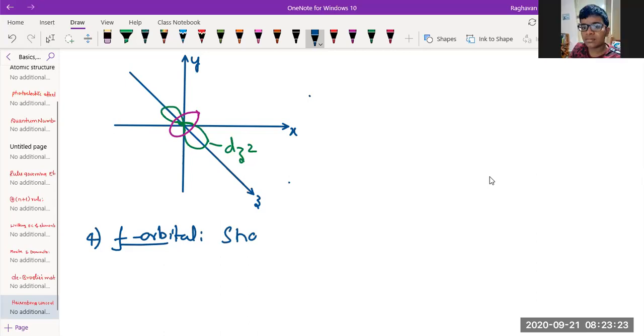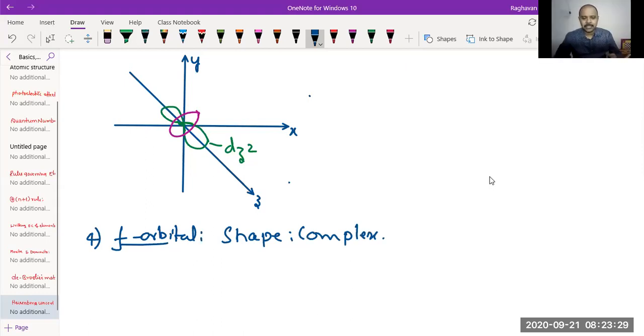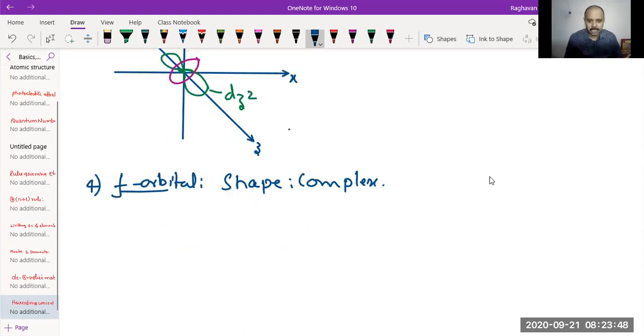Sir, how can we write the f orbital in the form of x, y, z? For the f orbital, we can't write the structure; it is still not authentically given. Recently, some research shows that it has a double dumbbell shape. That's why the structure is so complex, it is difficult to represent. When I say complex, it can't be written. That's the meaning of that. So the shape is complex, and there are 7 f orbitals actually.